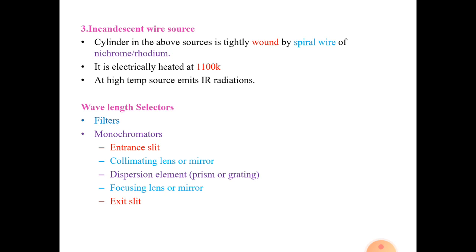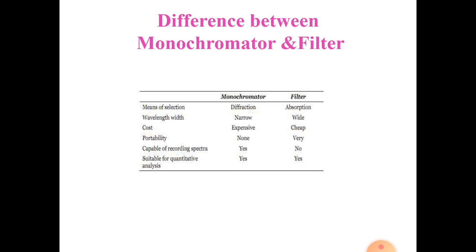The next is the wavelength selector. The wavelength selector can be either a filter or a monochromator. If you use a monochromator, we have an entrance slit, exit slit, collimating lens or mirror, dispersion element (prism or grating), and focusing lens or mirror. Now, the difference between monochromator and filter.